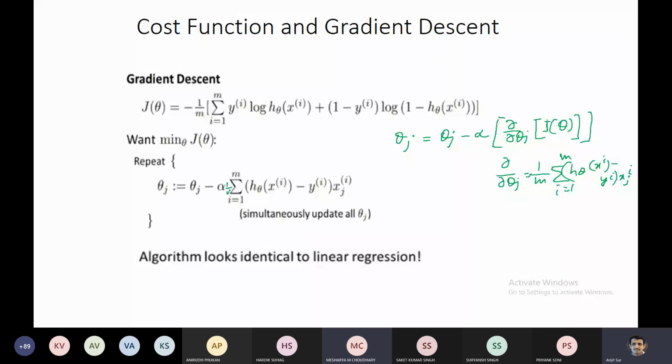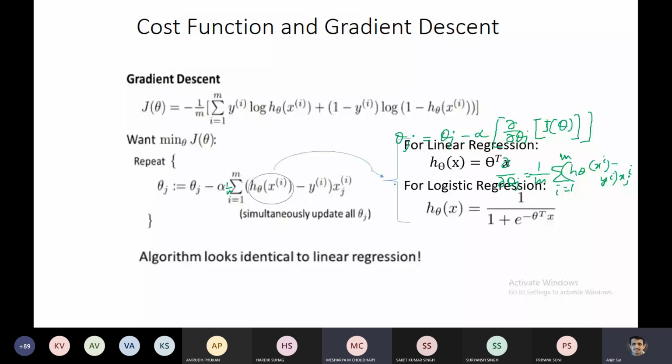Okay, and the algorithms look identical to linear regression. The only difference is that in linear regression, h theta is equal to theta transpose x. In logistic regression, h theta x is equal to 1 by 1 plus e to the power minus theta transpose x. But the rest is the same. The equation is the same. Simultaneous update.